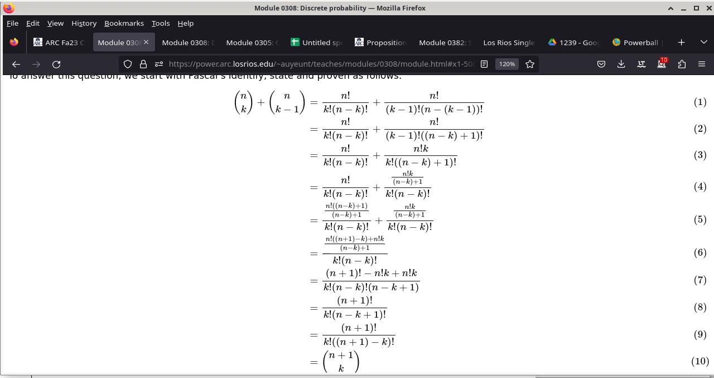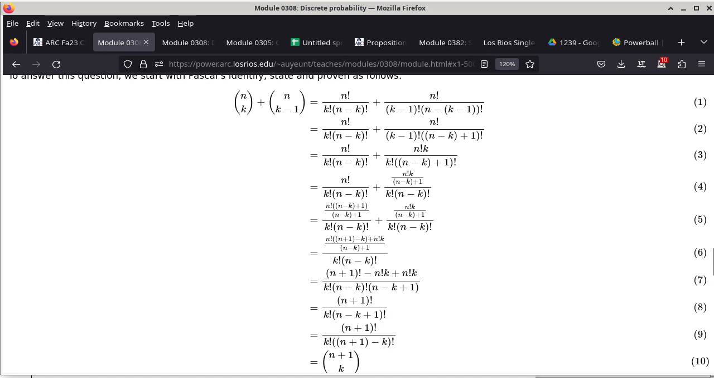So you look at something like this and you say, I am not convinced. And then you ask, so how do we know this is actually true? So what we do is we say, fine, you're not convinced. So let's choose the smallest value we can choose for n and the smallest value we can choose for k.